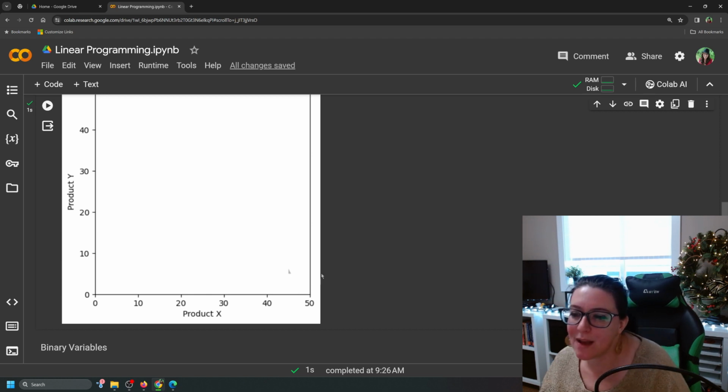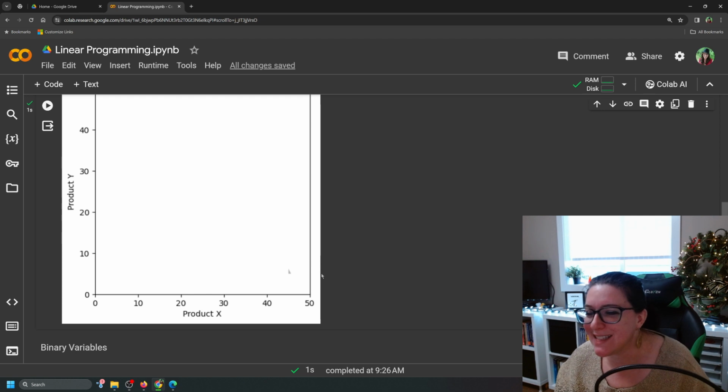So notice that because this one has more constraints than, say, the previous example, that gray space is a lot tinier in terms of our solution.